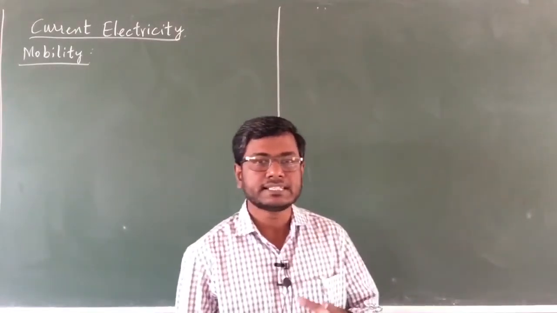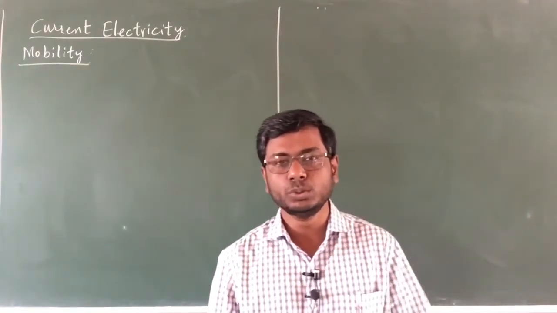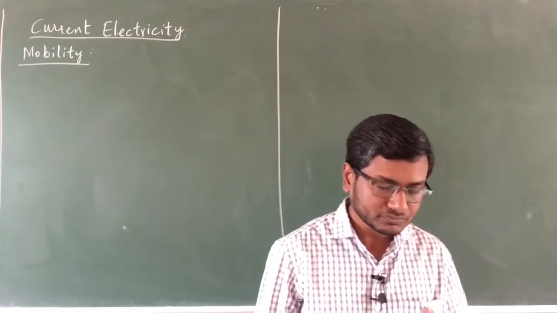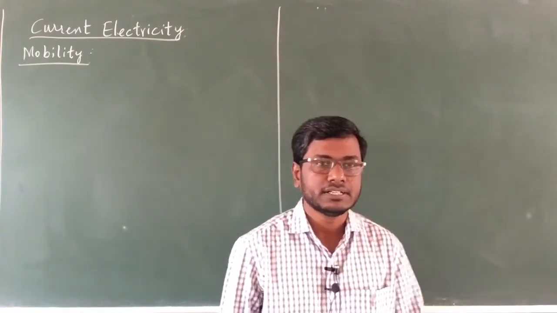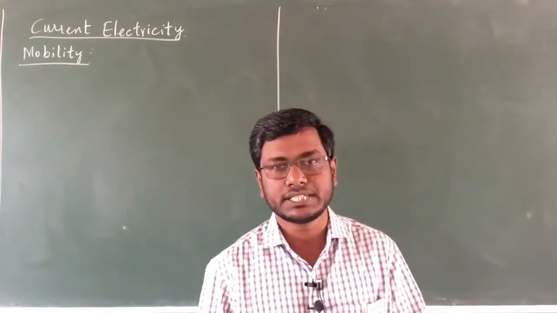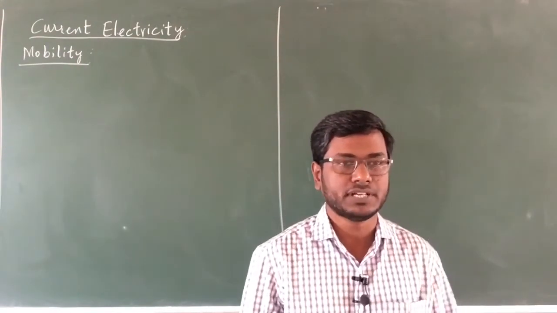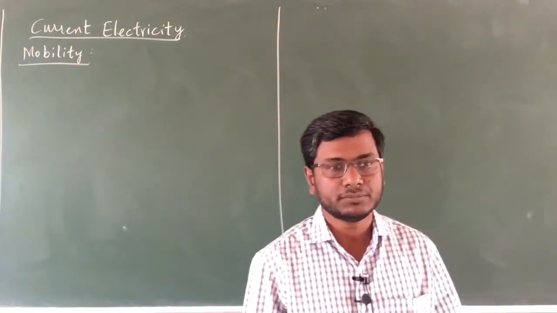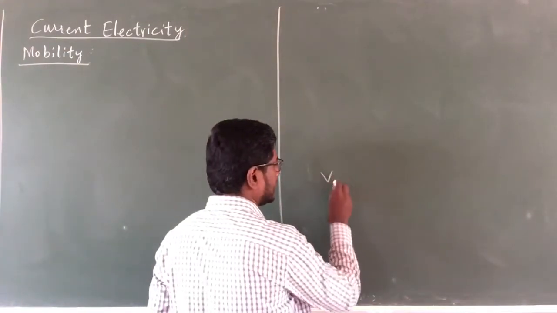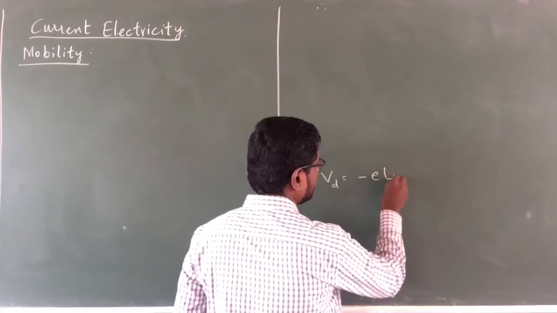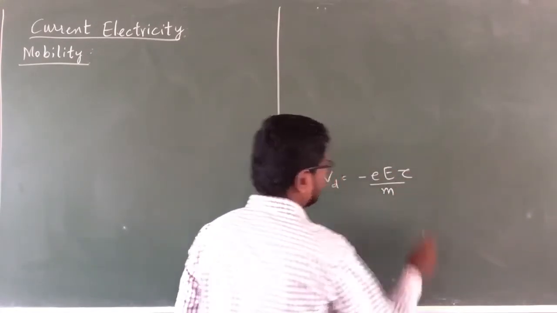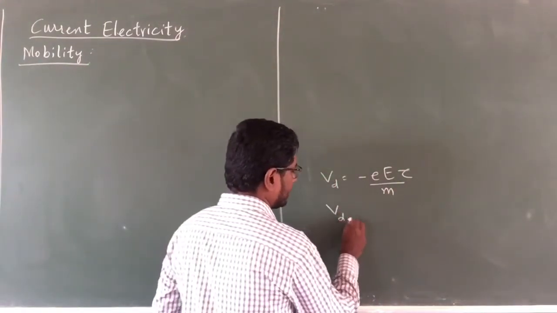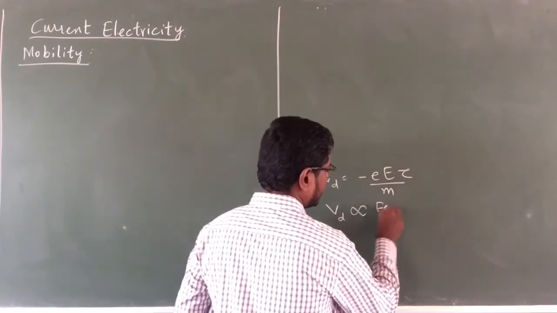Mobility is the ability of the electron to move when an electric field is applied across the ends of a conductor. If we have a certain length of conductor, the electron is going to move with a certain velocity, which we called drift velocity. The drift velocity depends on the electric field, because we had the equation Vd equals minus E tau divided by m. From this I can say drift velocity is proportional to the electric field.